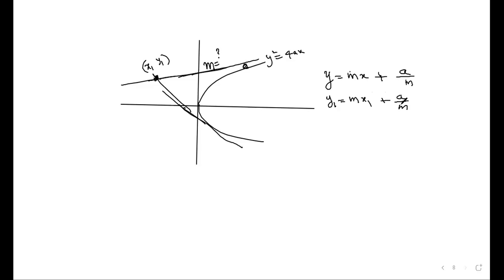Everybody agree with the statement I've written? Yes, sir. The point is known to you. Slope you don't know, so you assumed the slope as m, and your aim is to find the value of m. So what will you do? You will say that this point will satisfy the equation of tangent. From this, I'll solve the equation. I'll get a quadratic equation.